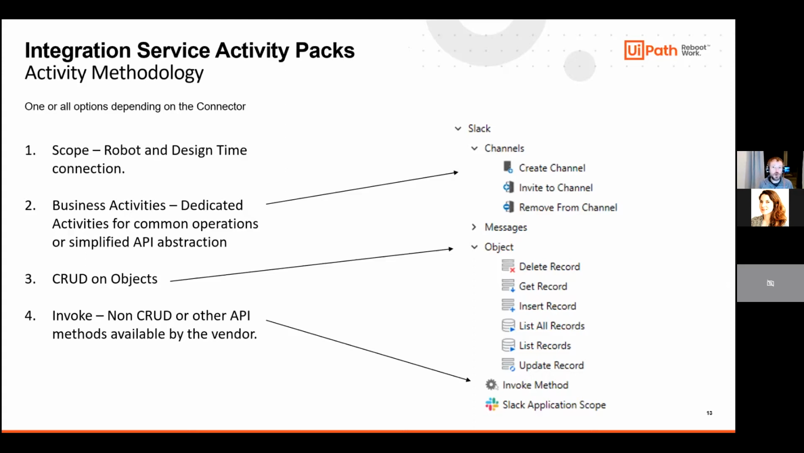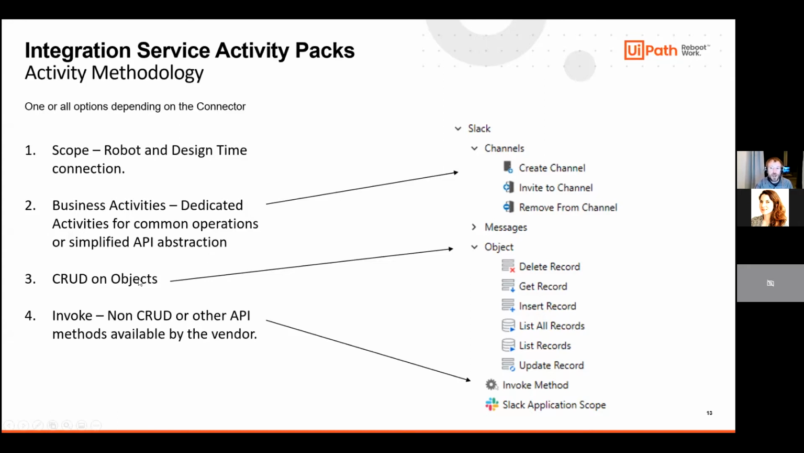But there's also a couple of different ways, depending upon the system, on how we want to expose that integration to you. Sometimes we'll have what we call business activities, and these are dedicated activities for common operations. So in this example, let's take Slack: creating a channel, inviting to a channel, or sending a message are very common things that we want to do in Slack. But the Slack API literally has over 100 different methods that we could call. So this is us saying, hey, these are the more commonly used ones. We're going to have dedicated activities for those.